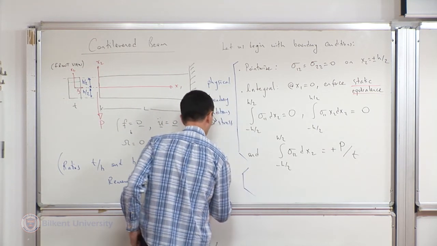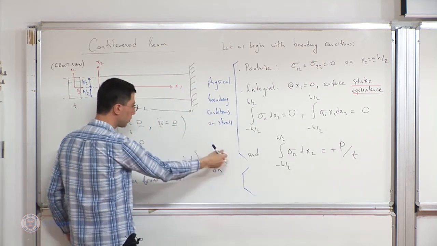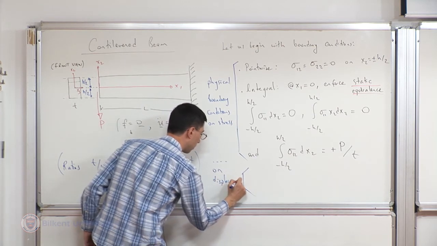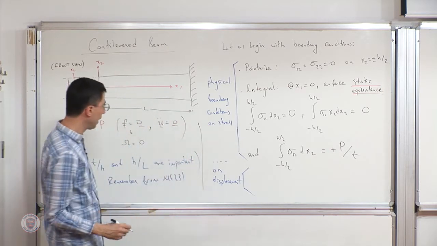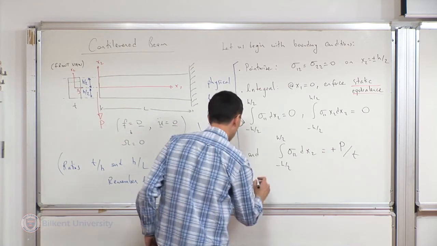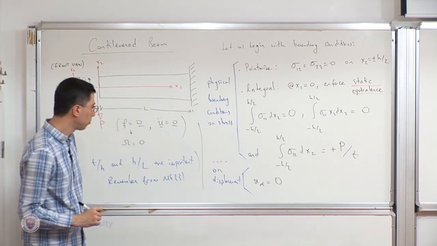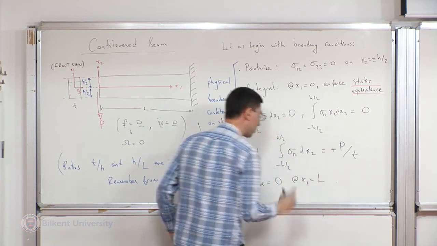We can also formulate the physical boundary conditions on displacement. It is nothing but vanishing displacements at x1 equals L.